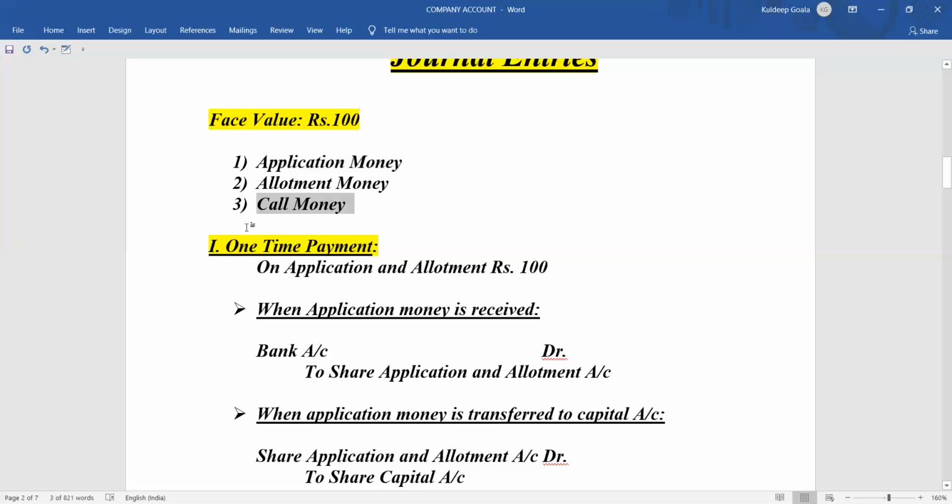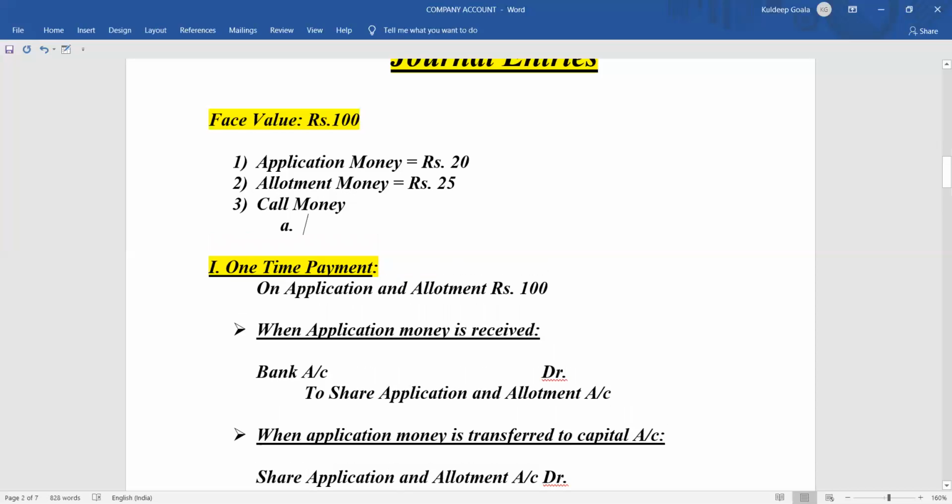Then coming to the next one, call money. Call money might be the remaining balance. Suppose the application money is 20 rupees, and let's say, for example, the allotment money is 25 rupees. Once we come to the call, it might be divided into various groups. It might be first call. We generally write it in words.